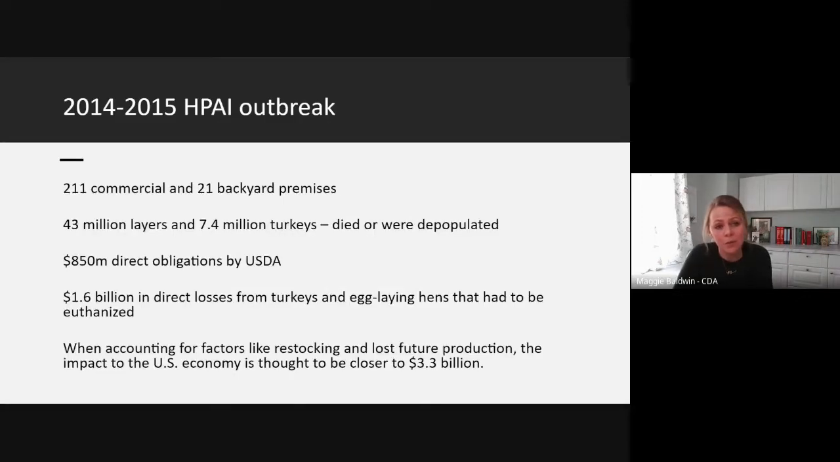I wanted to mention the 2014-2015 HPAI outbreak. This is the largest, or was the largest, foreign animal disease outbreak in United States history, and it impacted 211 commercial premises and 21 backyard premises, with a total impact to 43 million layers and 7.4 million turkeys either died or were depopulated from HPAI. There were $850 million in direct obligations from USDA, and that's things like indemnity and compensation. So we talk about economic impact, it can be quite significant.